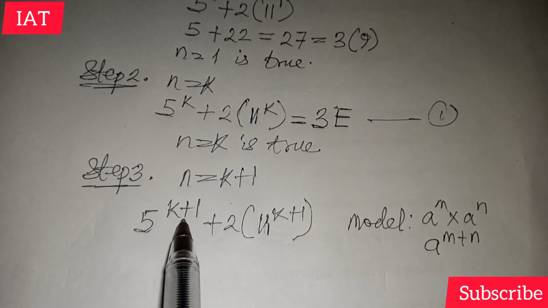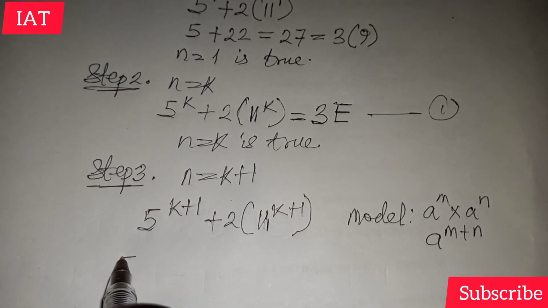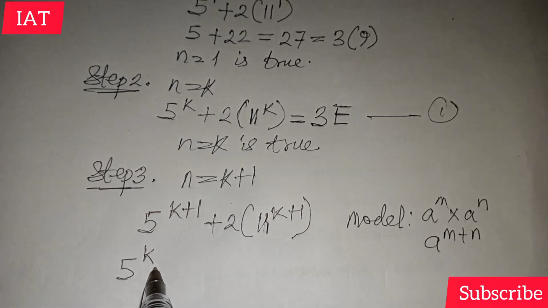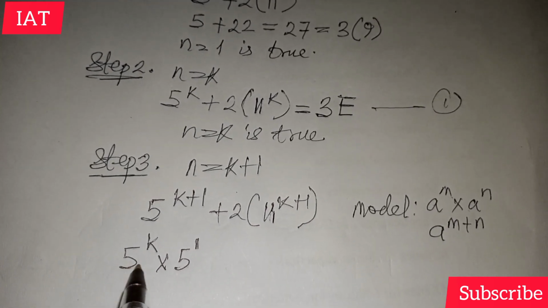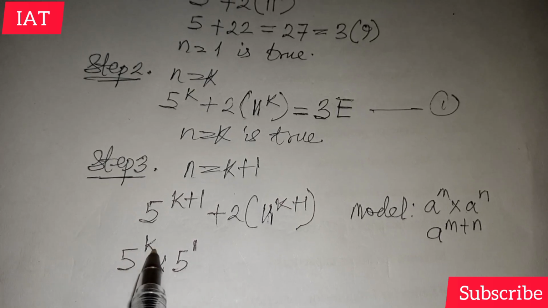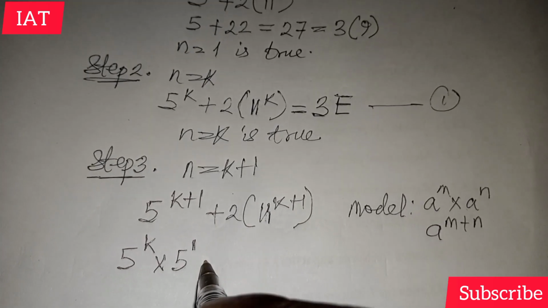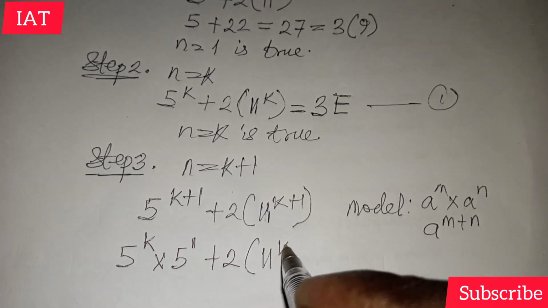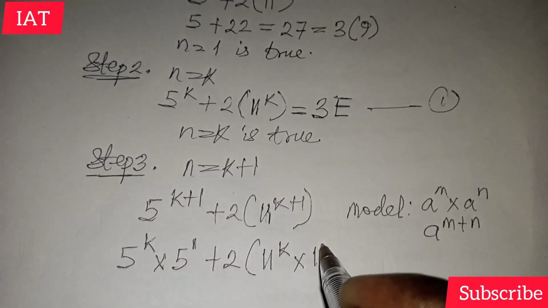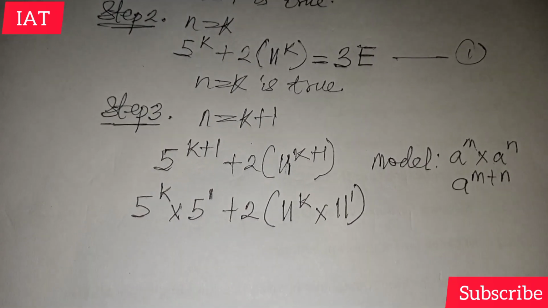So if we want to make this one, which is like this, come to this point, it means we just have 5 to the power of k times 5 to the power of 1. I hope that is clear, because the bases are the same. You take 1, you add the powers, you have this. Similarly, you do that in the bracket: 11 to the power of k times 11 to the power of 1. Alright, so you can see how simple that is.